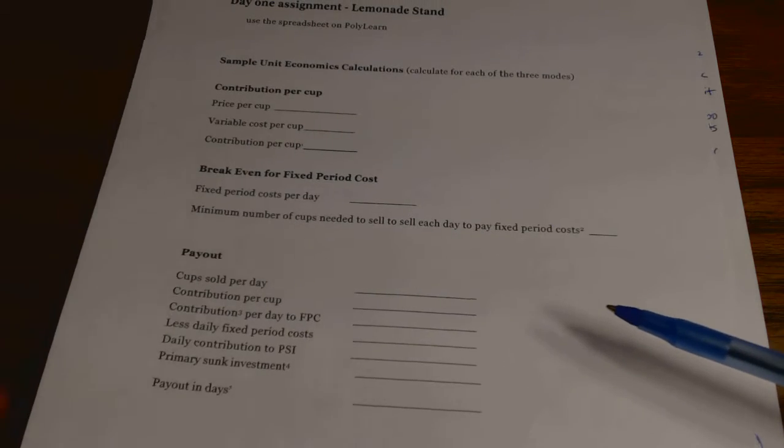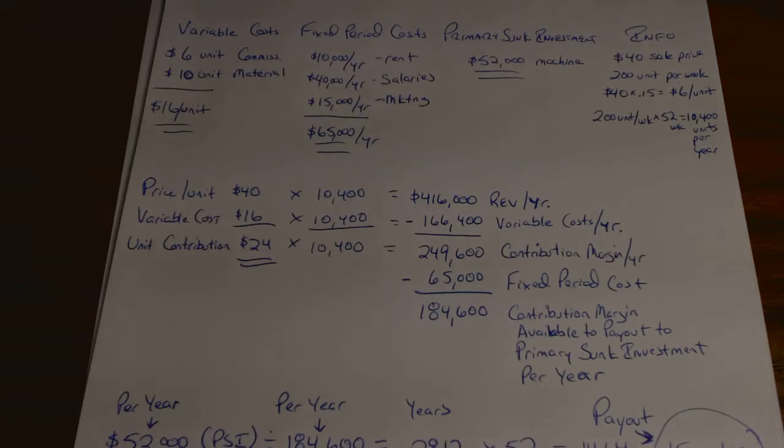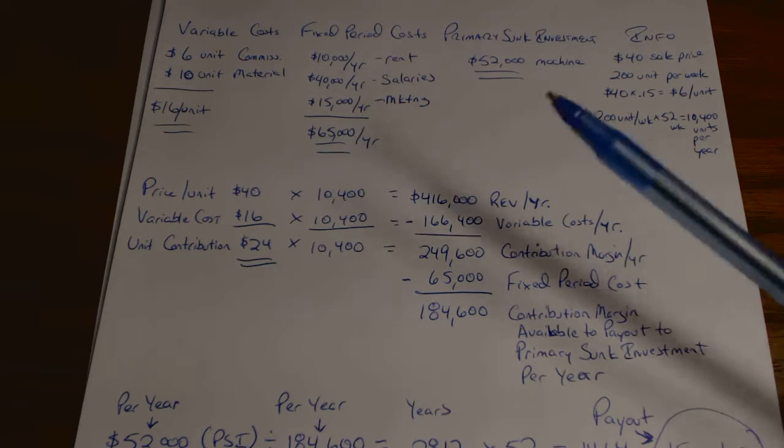And then once you know how much you've got to pay off your primary sunk investment, you just figure out what percentage they are, because it's what you've got available. I mean, your primary sunk investment divided by what you've got available to pay it off gives you a percentage of years, and then you multiply times 52 to get to the weeks it'll take to pay it off. So we'll go through it right now. So basically what you want to do is annualize everything.